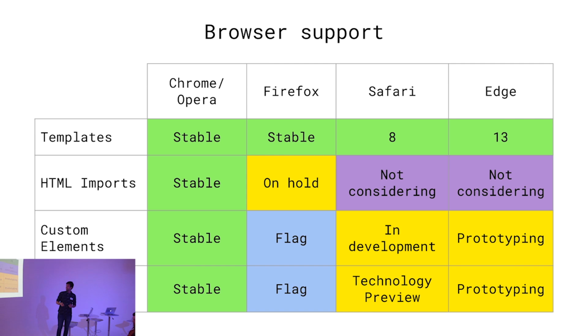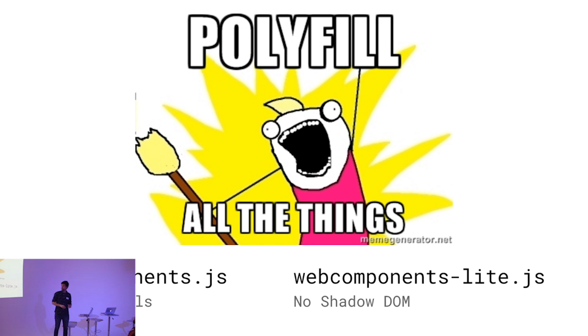Custom elements and Shadow DOM are under a flag in Firefox. You can enable it, but they're really unstable. It usually breaks your site, of course. Safari actually announced a few weeks ago that you can try Shadow DOM in their technology preview, and they are developing custom elements. While Edge just announced last week at the Web Summit that they are prototyping custom elements and Shadow DOM. So we're almost there. Not quite yet. That's why there are polyfills.